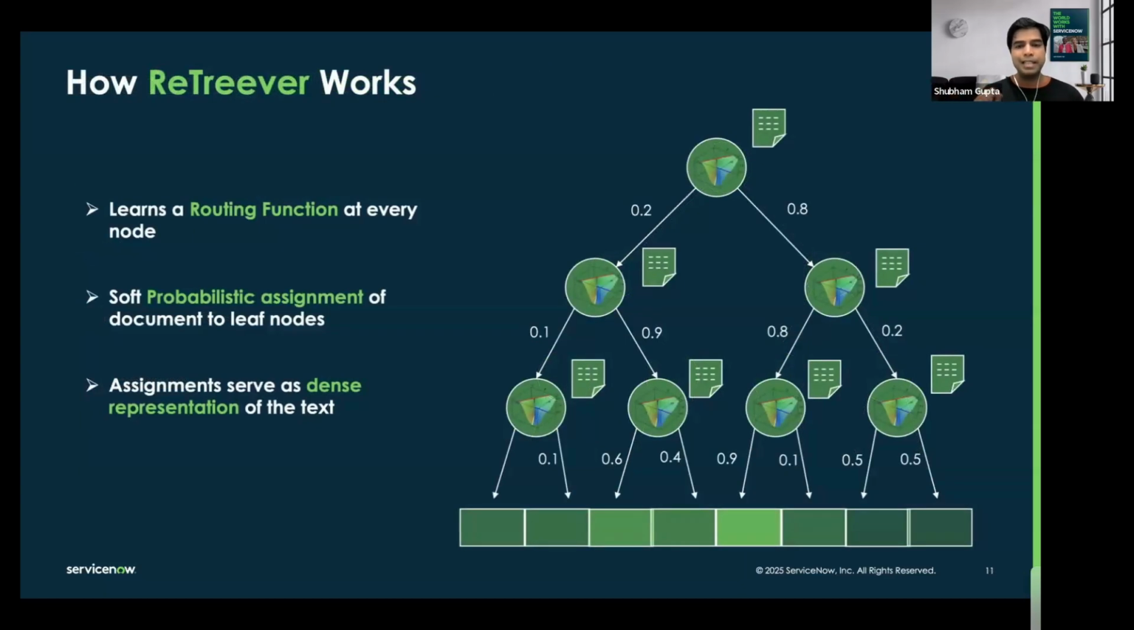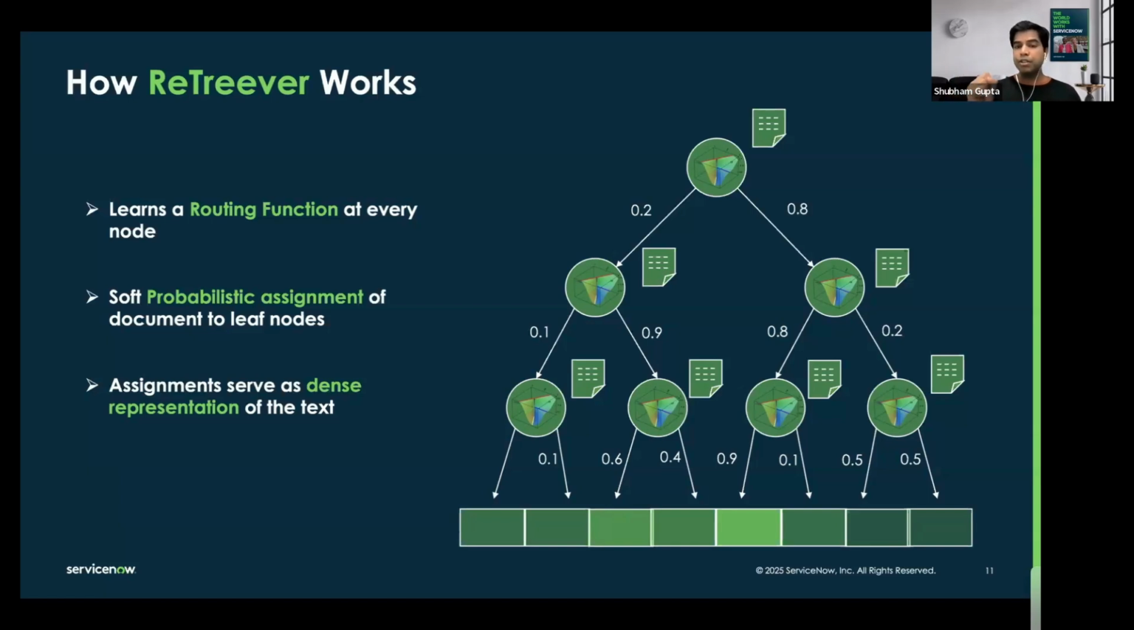So let me first explain a little bit as to how a retriever works. In a retriever, every node in the tree learns a routing function. The responsibility of this routing function is simple. It looks at the document that is supposed to be routed through this tree, and it gives me a number that is a probability of whether this document should be routed in the left subtree of this node or the right subtree of the node.